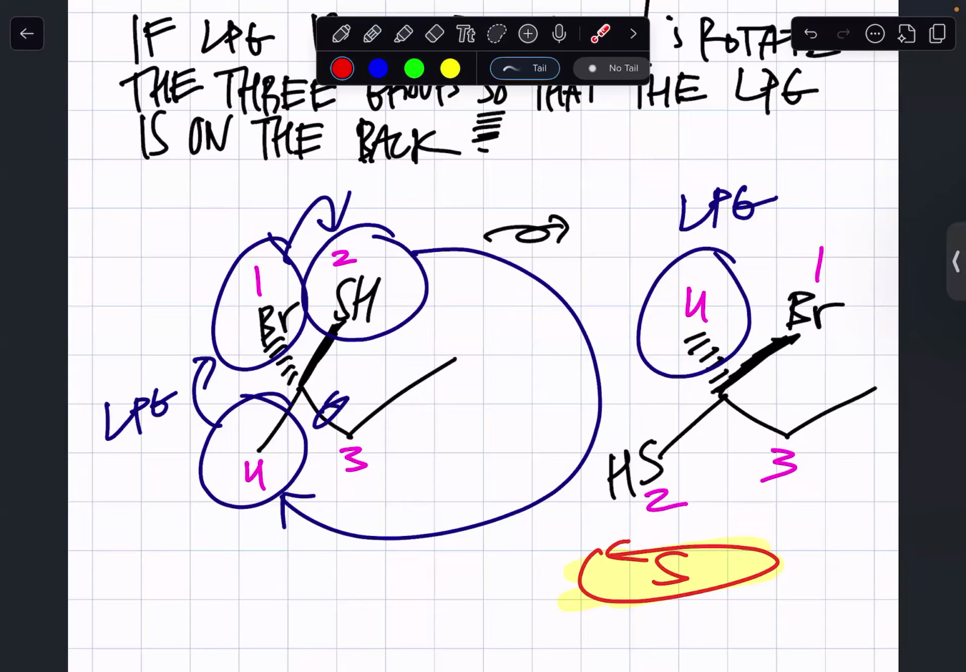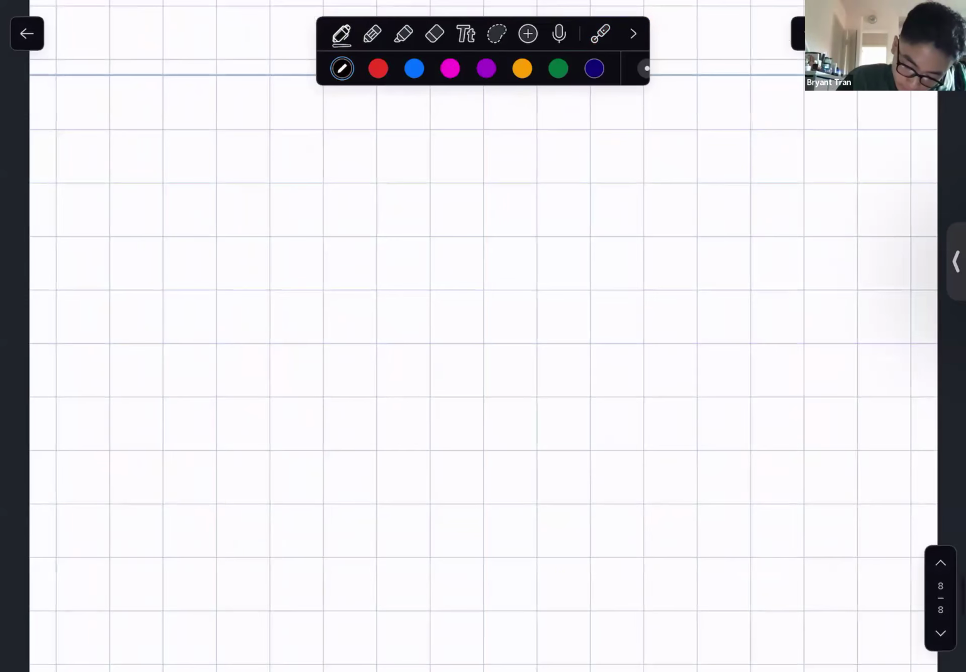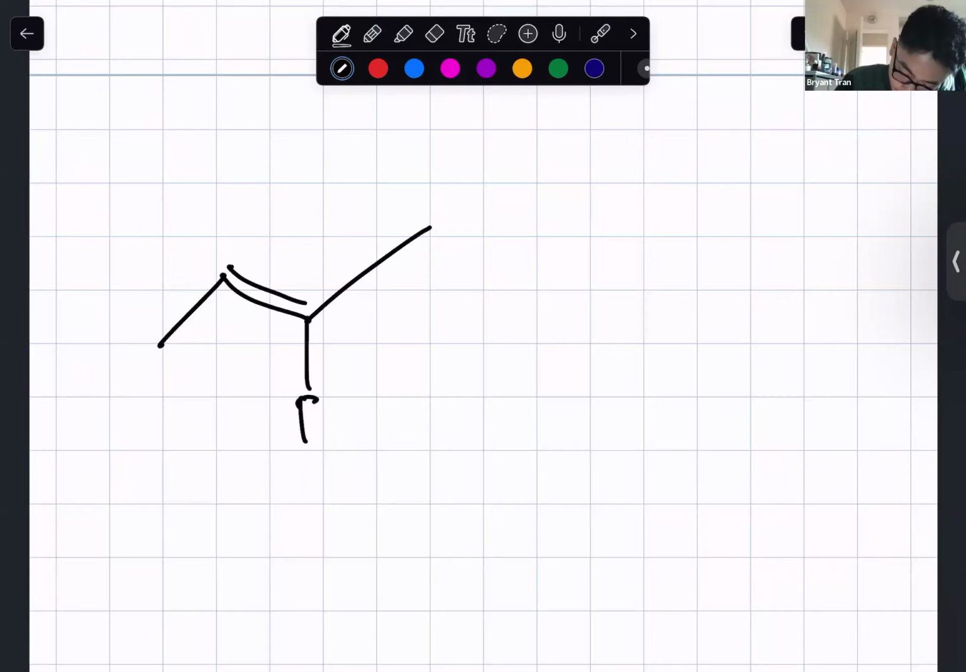Okay. Can you tell me what's the EZ? EZ. Oh, E and Z. Yes. So for E and Z, let's say we have an alkene like this, and we have also an alkene like this.